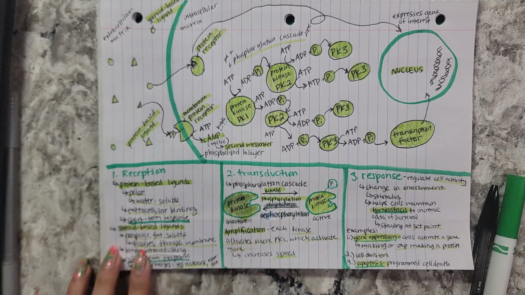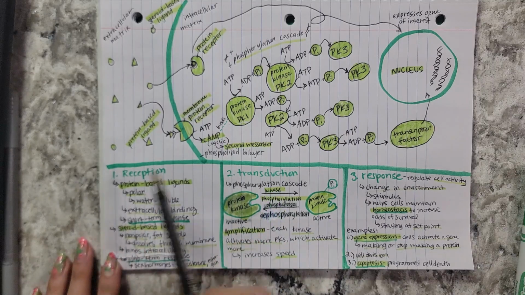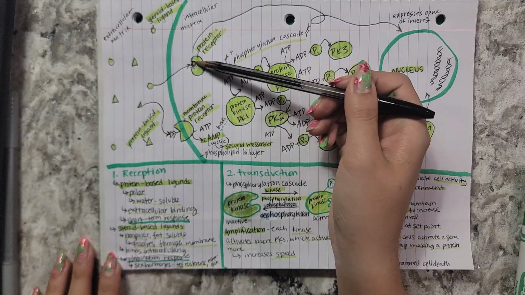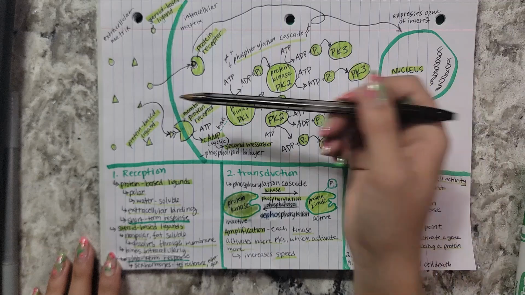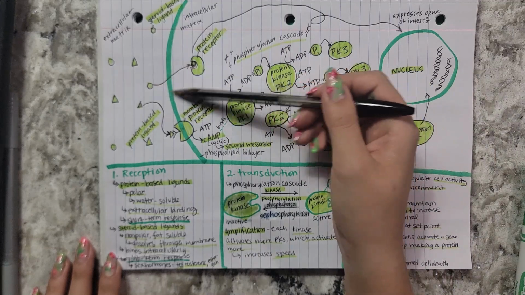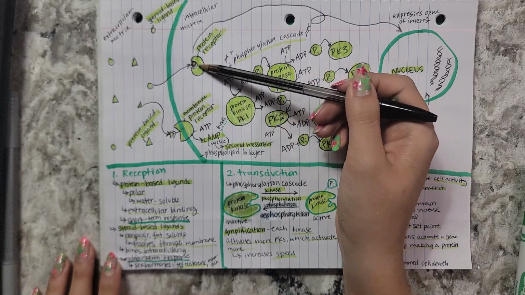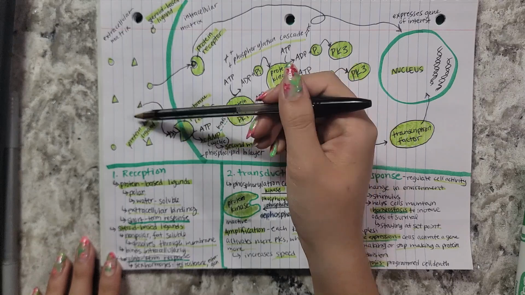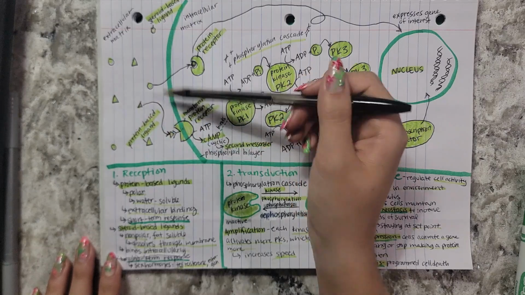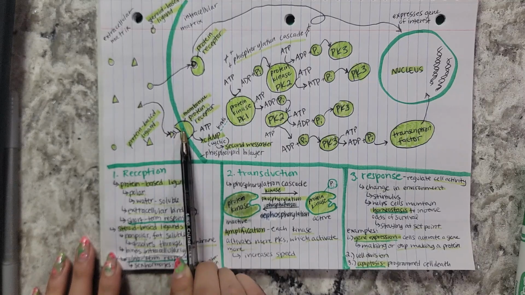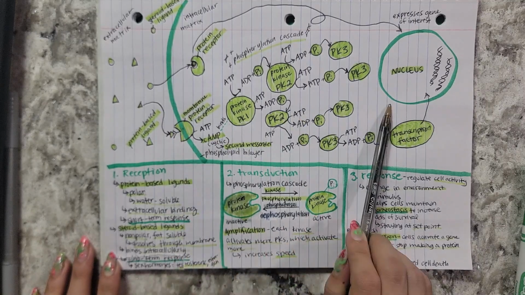Okay, little review. Step 1, reception. We have a ligand, maybe it's protein-based, maybe it's steroid-based. The steroid-based ones can go through the phospholipid bilayer. Why is that? Because they're non-polar. They can travel through the phospholipid bilayer made of lipids and go straight to this protein receptor, which is not bound to anything, which means it can go straight to the nucleus. However, these protein-based ligands can't. They'll get stuck if they try to go through the membrane, so they got to bind to a receptor that's also in the membrane, and then that'll initiate this phosphorylation cascade.